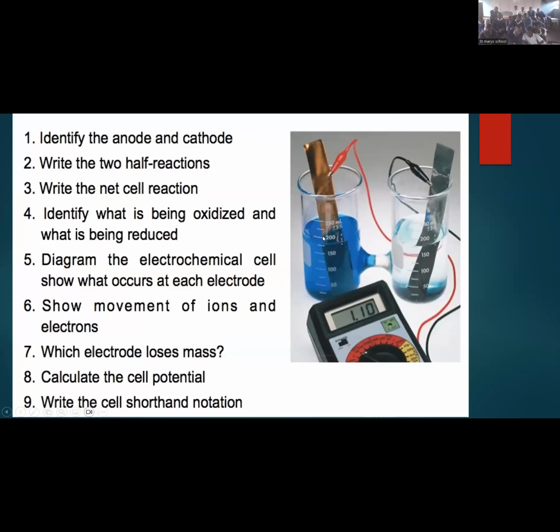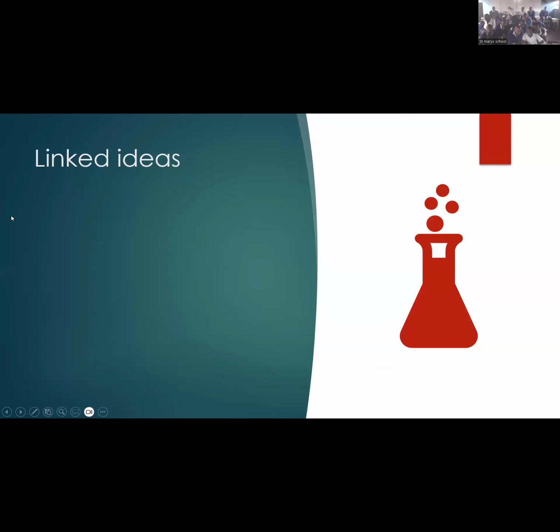The sort of questions you get are like this. This is the electrolysis of copper sulfate. Identify anode and cathode. Write the half reactions. Write a cell reaction. What's being oxidized and reduced and so on. And I'm going to do one just now. Okay, I'm just going to do one quite simply now.